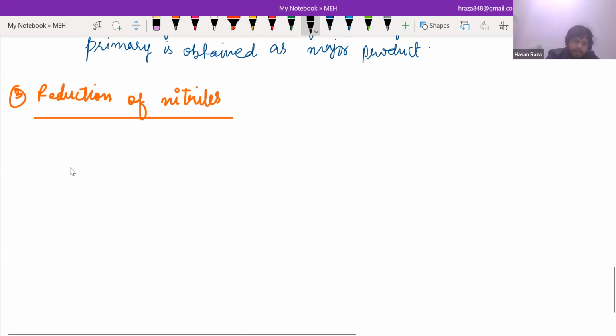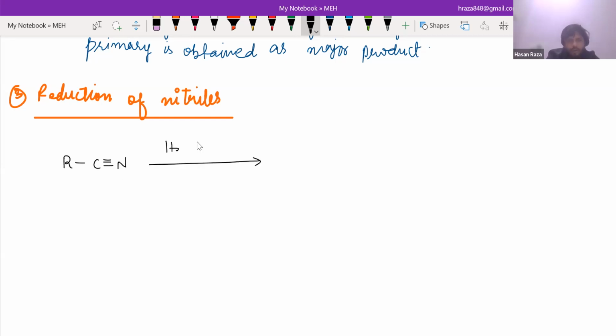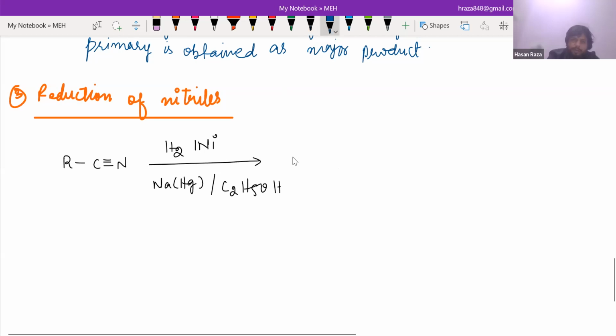You can see the reaction is quite easy, RC triple bond N. And if you are going to react this with H2 in the presence of nickel, or either you can use sodium amalgam, NaHg, in the presence of ethanol, then you will be directly getting RCH2NH2. How does the reaction take place?